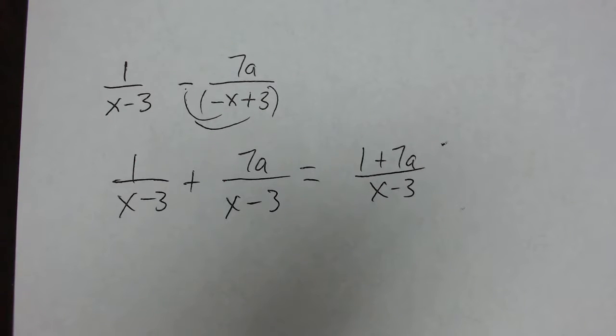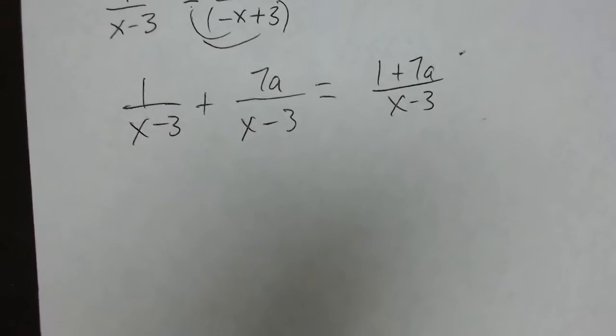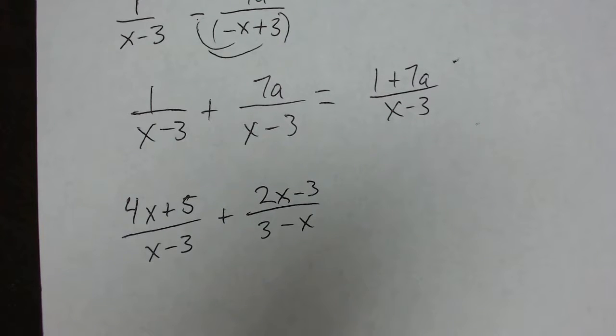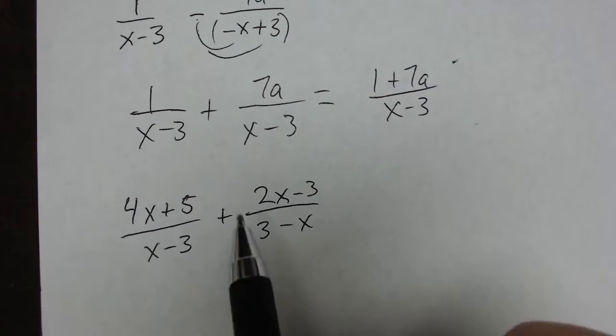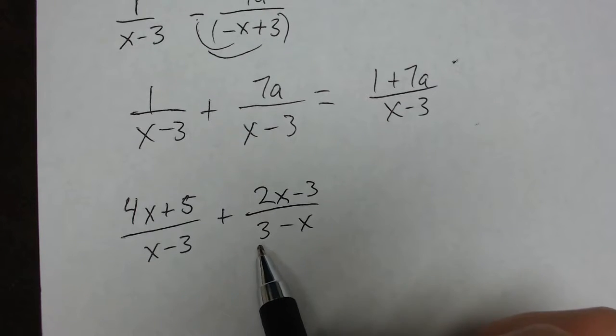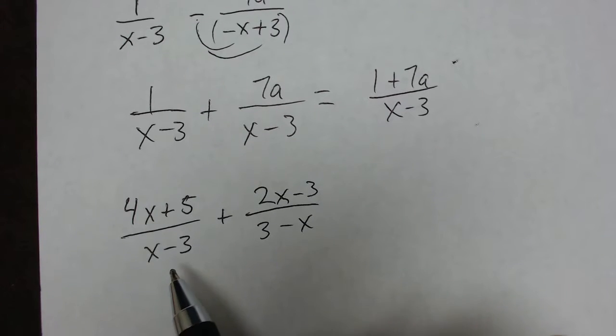Maybe I will do 2 examples. Let me see here. Let's do this next one. I'm going to make this one magically appear too. Watch. Ta-da. Okay. Again, same thing. We have 2 fractions. The denominators are not the same because 3 minus x is a little bit different than x minus 3.